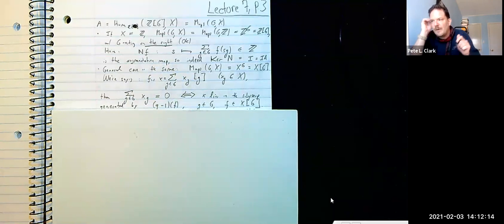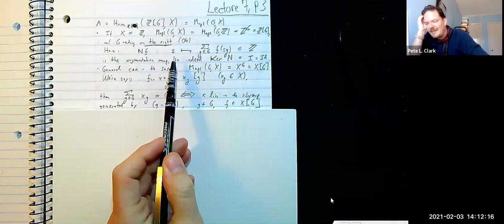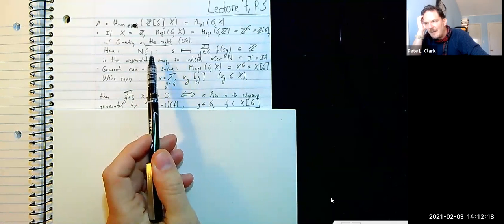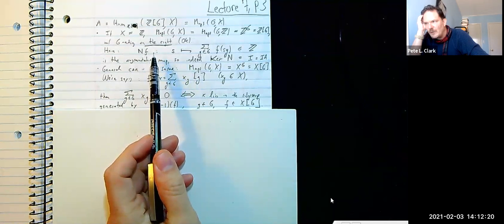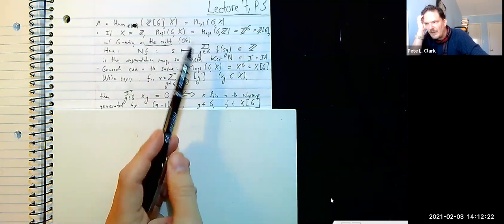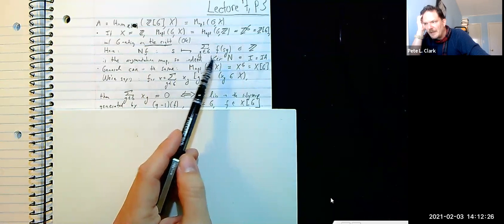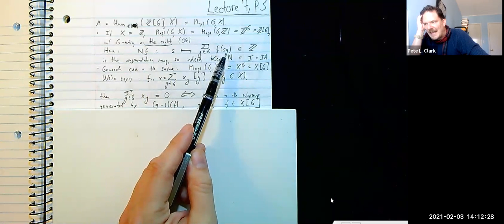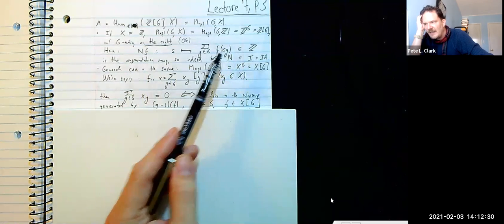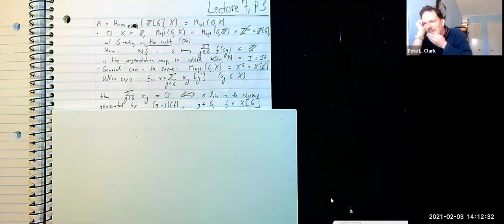And so what's the norm? If F is a map from G into Z at first, then what is the norm? Well, the norm is the sum over all the elements of the group acting on the right. And you look at this and you're like, yeah, that's basically the augmentation map.